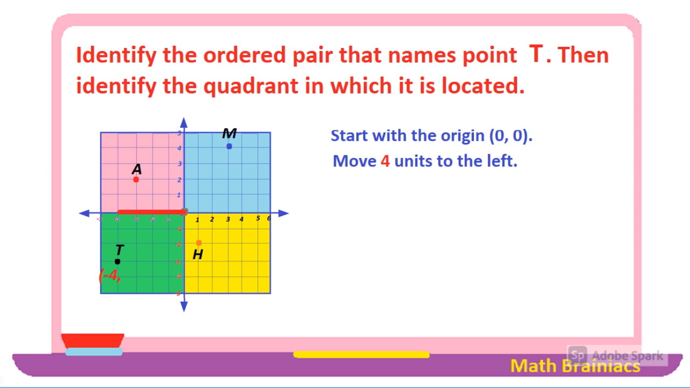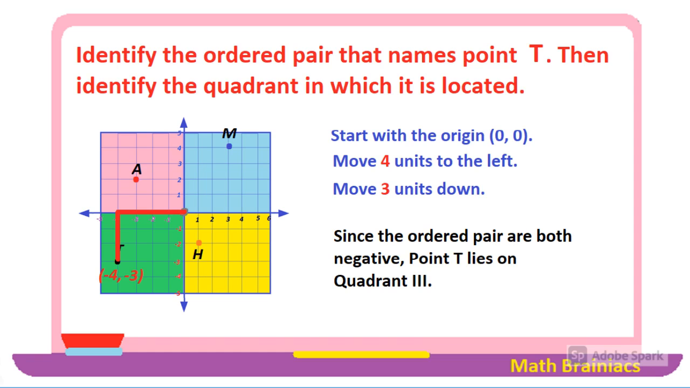Then we are going to move 4 units to the left. That is the x-coordinate, negative 4, because it is to the left. Afterwards, we need to move down until we reach point P, and that is negative 3, that is the y-coordinate. Correspondingly, the ordered pair are both negative, therefore point P lies on quadrant 3.